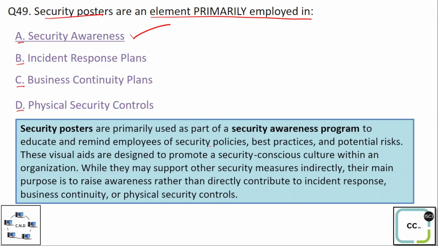So security posters are primarily used as part of a security awareness program to educate and remind employees of security policies, best practices, and potential risks. These visual aids are designed to promote a security conscious culture within an organization. While they may support other security measures indirectly, their main purpose is to raise awareness rather than directly contribute to incident response, business continuity, or physical security controls.